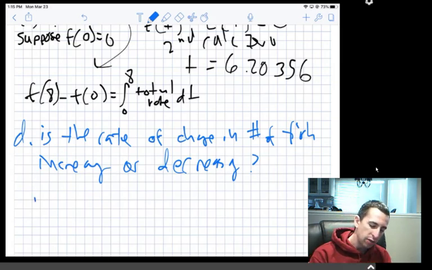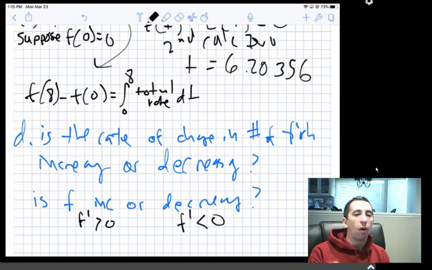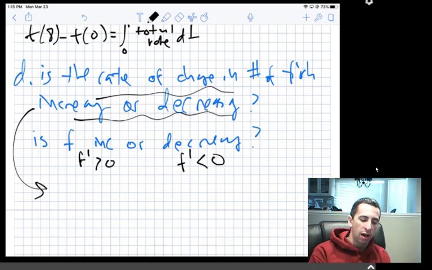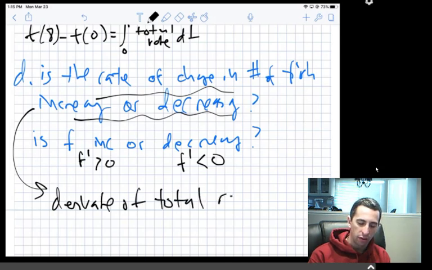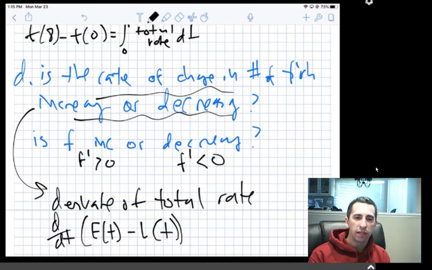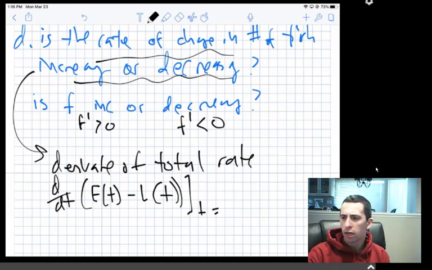Because think about this. If I ask you, is f increasing or decreasing? Well, if f is increasing, that means my f prime is positive. If f is decreasing, it means my derivative of f is negative. So I'm going to do the same thing here. When I ask, is the rate of change increasing or decreasing, I need to take the derivative of the total rate. So I need to take the derivative of that E of t minus L of t. I'm taking the rate of the rate, and I need to do that at t equals 5.